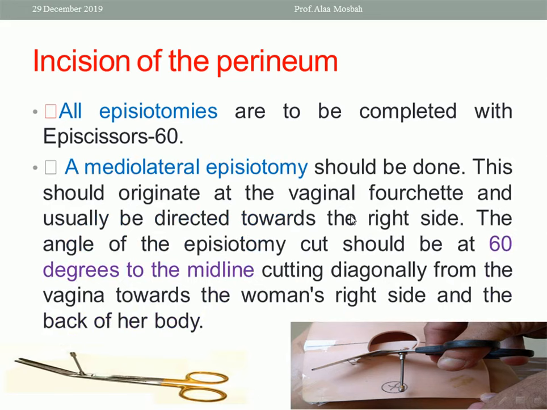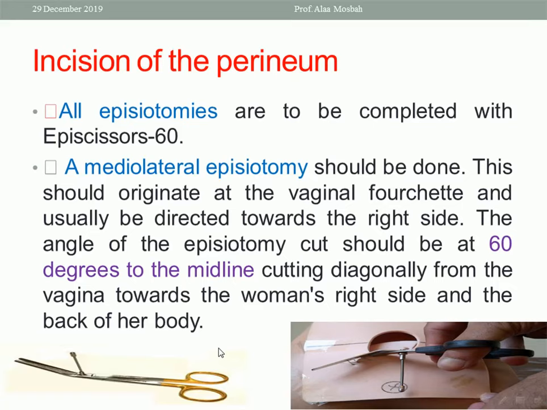A mediolateral episiotomy should be done. This should originate at the vaginal fourchette and usually be directed toward the right side. The angle of the episiotomy cut should be at 60 degrees to the midline, as this one. Cutting diagonally from the vagina toward the woman's right side and the back of her body.